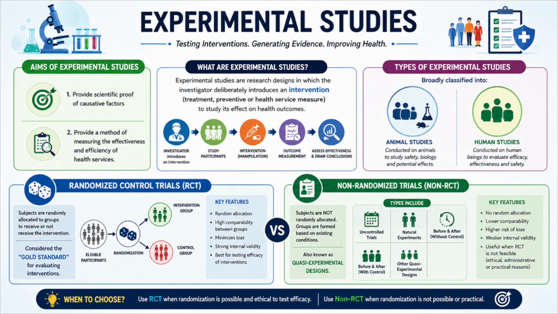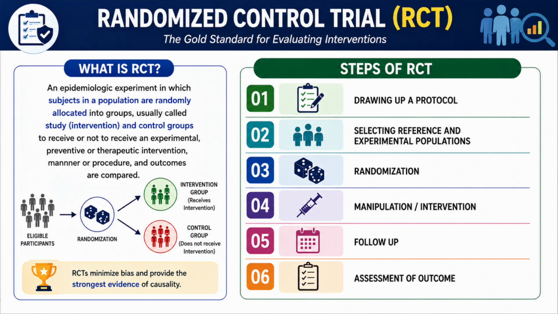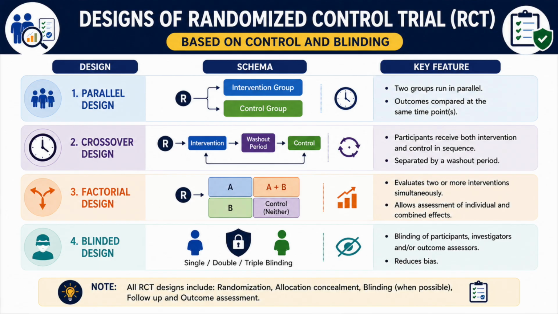To summarize, experimental studies involve the deliberate introduction of an intervention to evaluate its effect on health outcomes. They are broadly classified into randomized controlled trials and non-randomized trials. Non-randomized trials are valuable when randomization is not possible, whereas randomized controlled trials remain the gold standard for establishing causality and evaluating interventions. An RCT follows 6 systematic steps: preparing the protocol, selecting participants, randomization, intervention, follow-up, and outcome assessment.